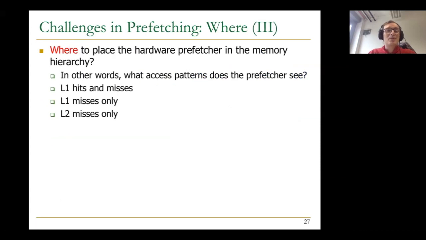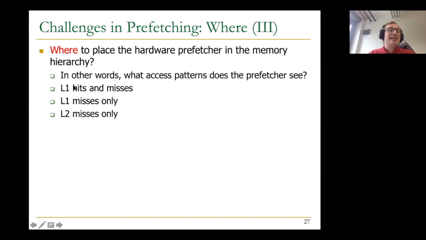There's another form of where, actually. Where is a big topic, which is where to place the hardware prefetcher. We've already discussed this in one of the wheres, but I think it's also important to discuss it separately. Where do you place the hardware prefetcher inside the hierarchy? In other words, what access patterns does the prefetcher see? How do you connect the prefetcher in terms of what it can observe?